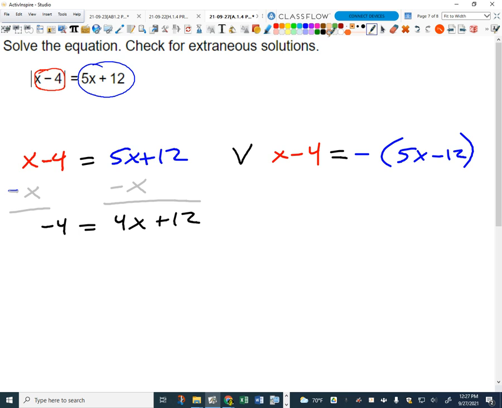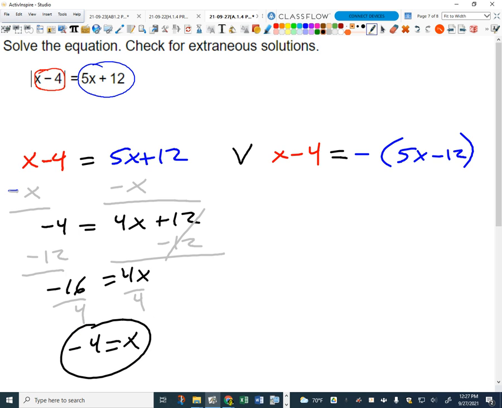Okay, good. So we subtract 12. Those guys go away. I get 4x equals negative 16. You told me divide by 4. That's correct. And so I get the solution x equals negative 4, right? How about over here? Let's try this one. Okay, so what about this one?